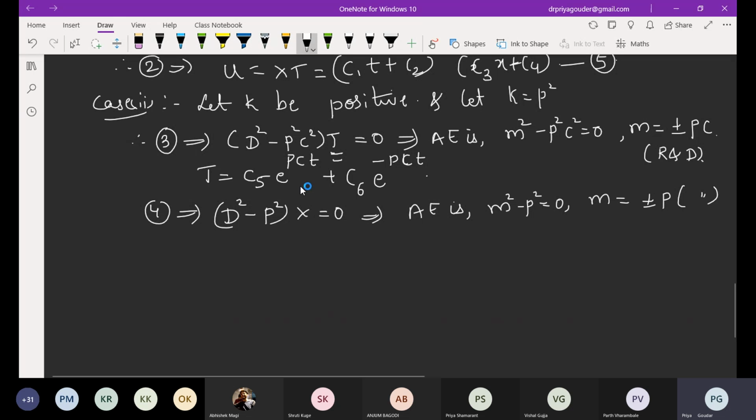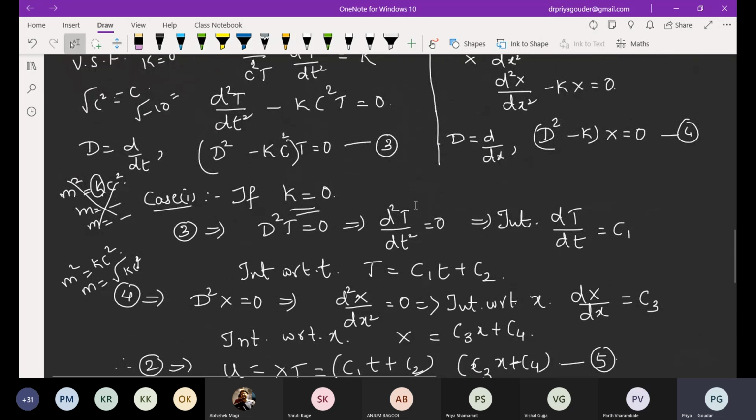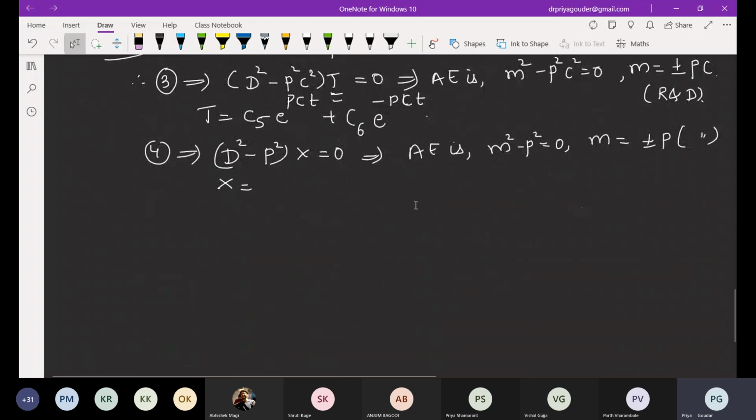Yes, real and distinct. How to write the answer? You should write capital X as a function of small x, because for equation 4, capital D is d by dx. Tell me how to write it for plus P: C7 e raised to px, next C8 e raised to minus px.